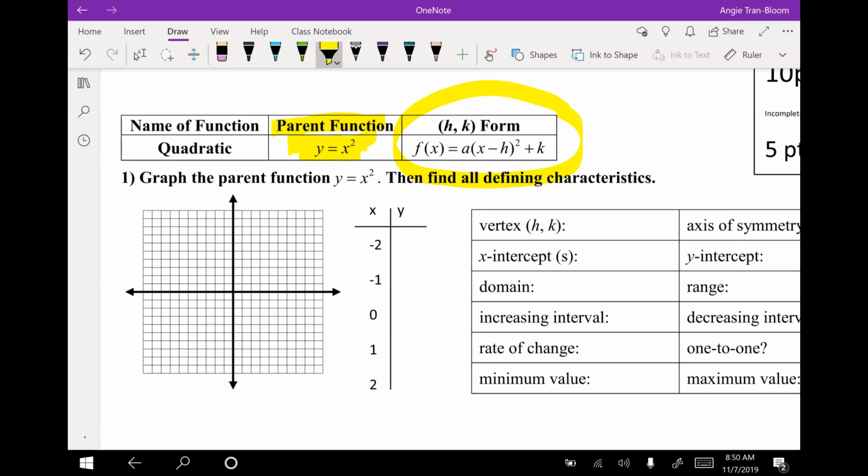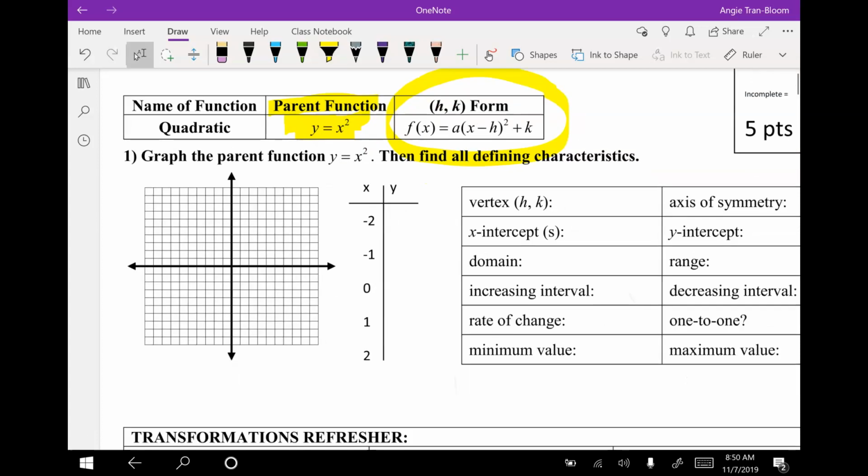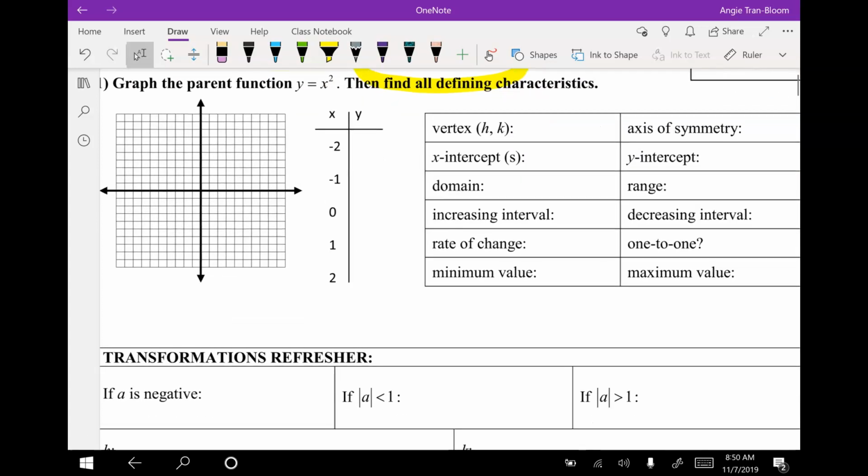So question 1 says, graph the parent function, which is y equals x squared. Then find all of the characteristics. I'm giving you guys 5 inputs already here, so let's plug it in. Okay. When x is -2, we plug in -2 and then close it square. So Brandon, what's -2 squared? 4. Perfect.